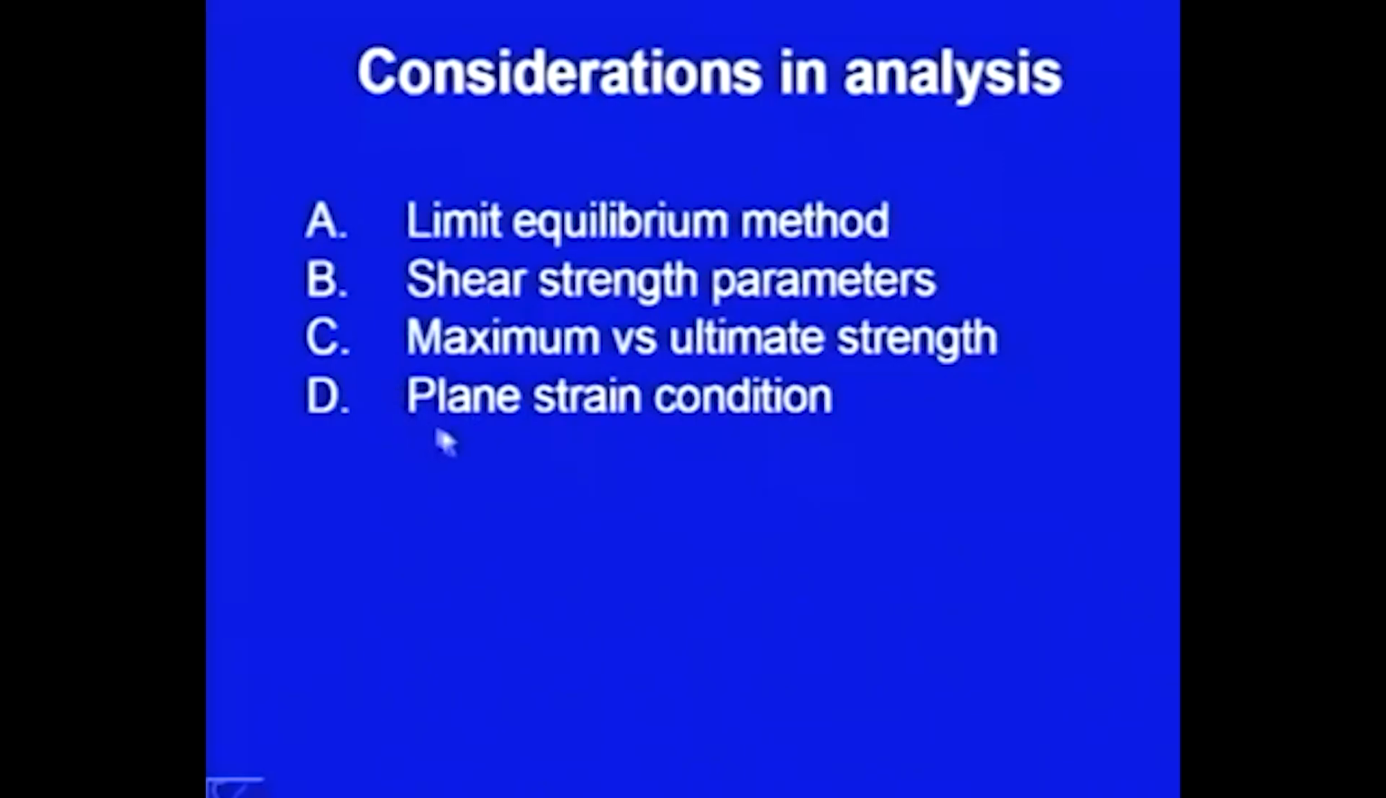Then we also discussed about the plane strain condition. Plane strain condition means we had considered the slope to be in 2 dimension and perpendicular to the plane of paper, unit length is taken, and it is considered that there is no deformation which is occurring in the 3rd dimension, and this particular assumption gives somewhat conservative results that we should keep in mind.